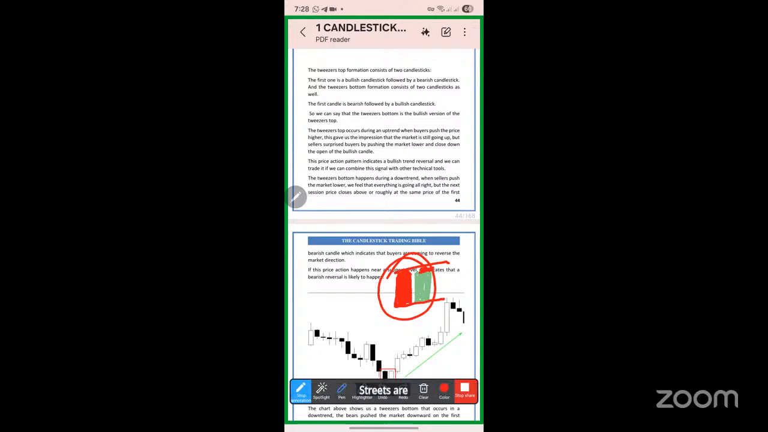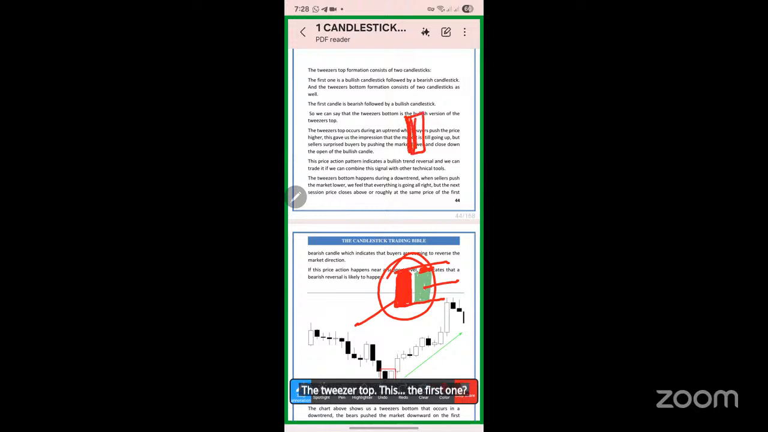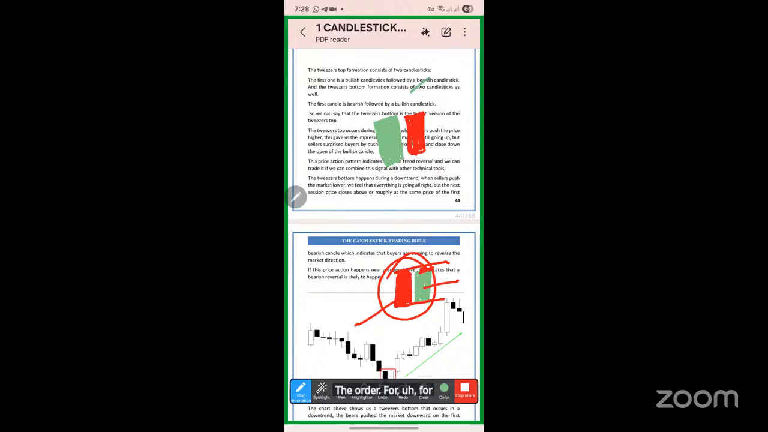The difference is like this: for the tweezer top, the first one is a green candle and the second is a red candle. Everything on them is similar, only the order differs. Tweezer top: green, red. Tweezer bottom: red, green. As simple as that.